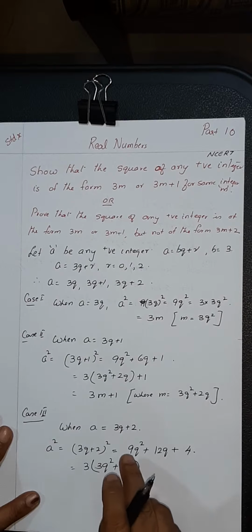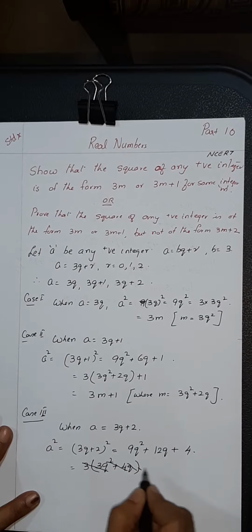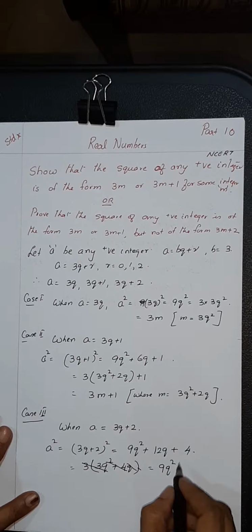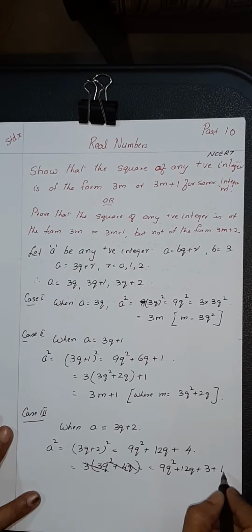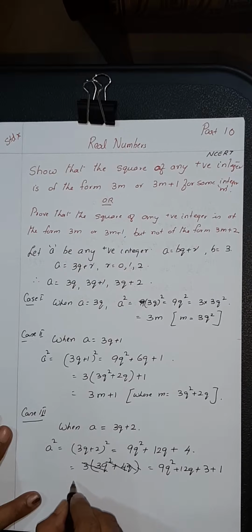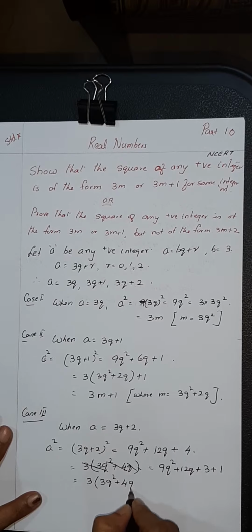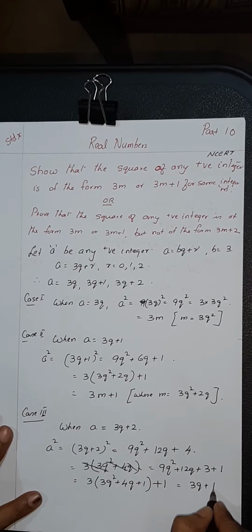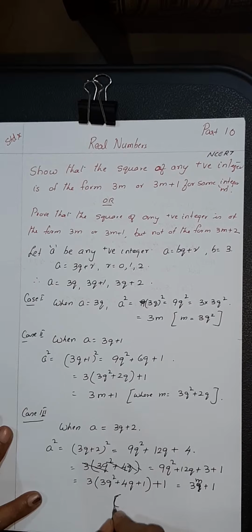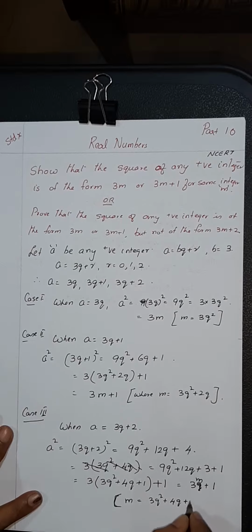So here I have to write this as 9q squared plus 12q plus 3 plus 1. 4 I am writing as 3 plus 1, so that I can take 3 as a common factor. So this is equal to 3 into 3q squared plus 4q plus 1, plus 1. So this is equal to 3m plus 1, where m is equal to 3q squared plus 4q plus 1.